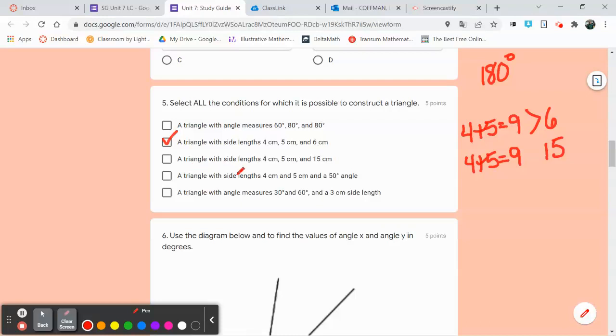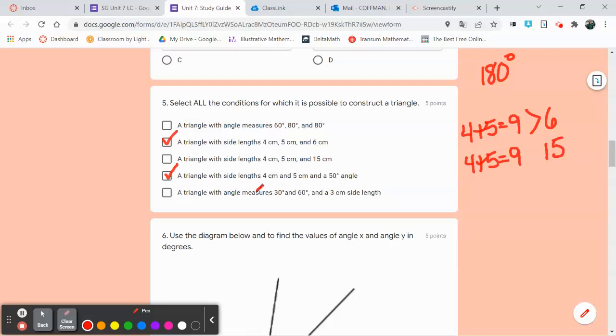A triangle with side lengths of 4 centimeters, 5 centimeters, and a 50-degree angle. We definitely can make that, okay? We've got 2 sides and an angle. The angle is not huge. Remember, it can't be over 180 degrees, and it's got to leave room for 2 more angles. We certainly did. Here we go. All right, the next one.